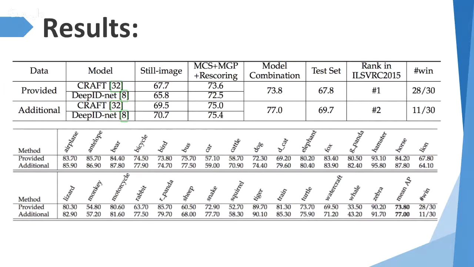On the test set, they have an average of 67.8 mAP. With the additional one, the one where they ranked second, I think maybe they worked too much on the dataset and got some overfitting in classes. And this, I think, led to not winning first, with 77 and 69 for average. Here are reported all the single classes for both.